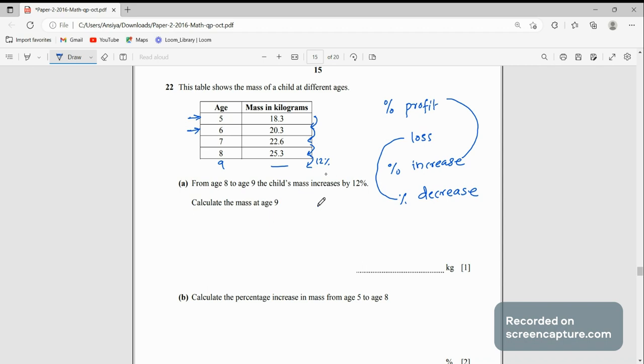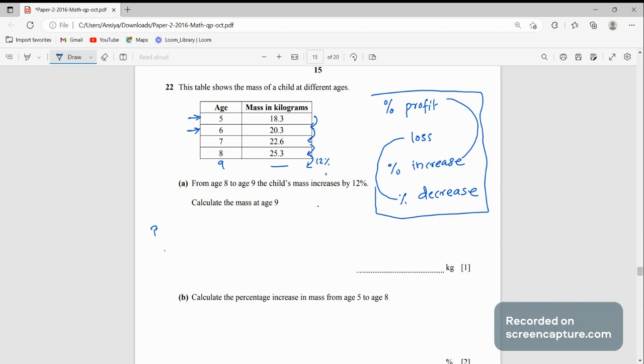Okay. Sorry, there was some interruption. Now it's given the mass increased by 12%, right? Okay. There is another way. No need to think about this. I was just thinking there is another easier way than using this. So forget this one. So what is given here?